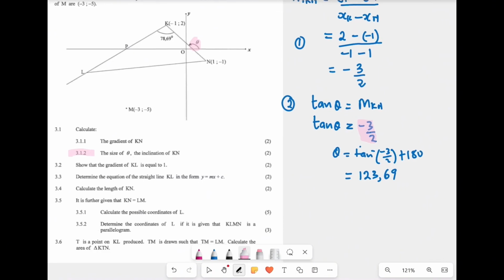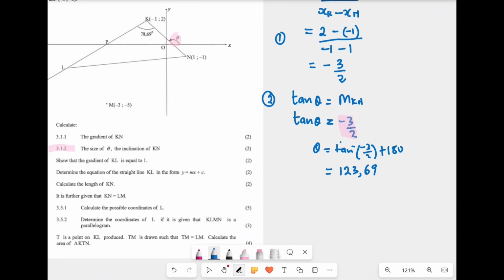Question number 3. We are required to show that the gradient of KL is equal to 1. Now, you will notice that if you check the line KL, we only have one point that is complete, which is point K. We do not have the coordinates of P. We do not have the coordinates of L. But if we can find this angle here, which is the angle of inclination of KL, we can find the gradient. Now, we have just calculated the size of theta. So we can find this angle here using the exterior angle of a triangle, because we have this and that.